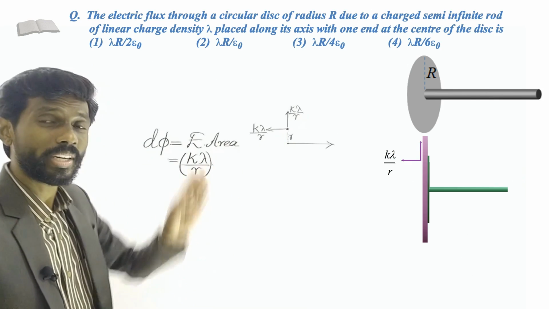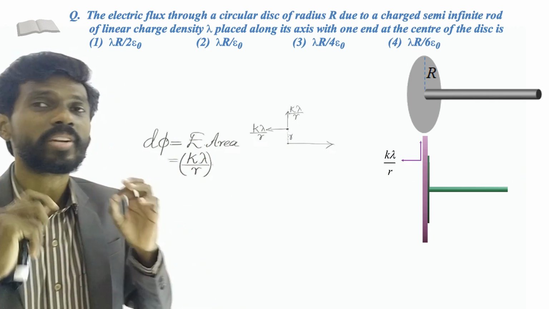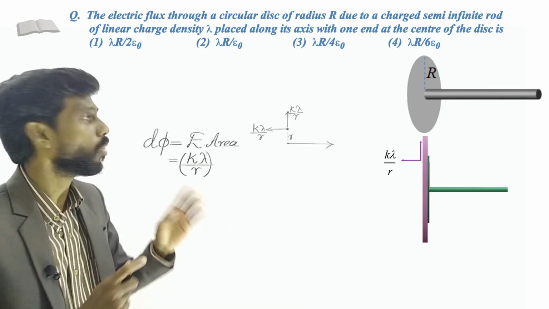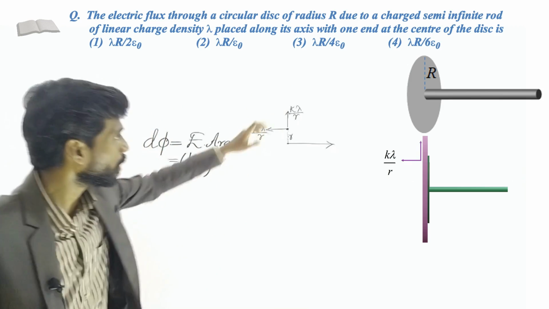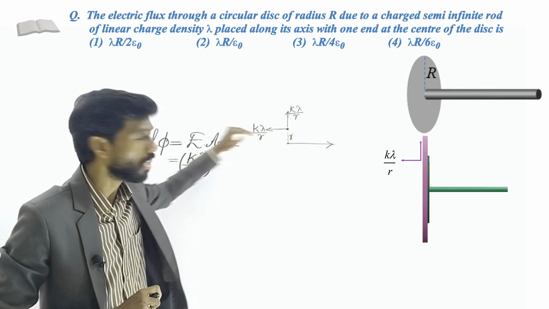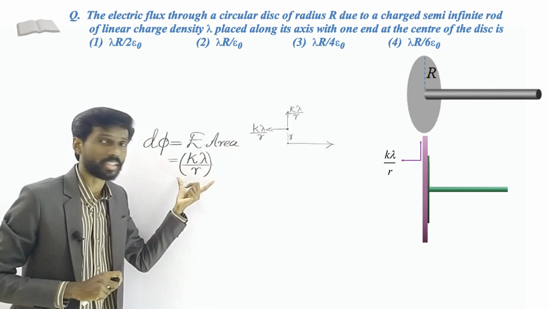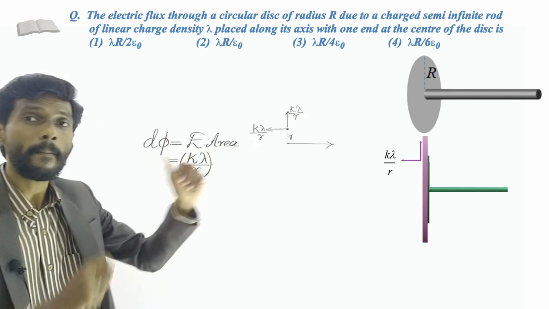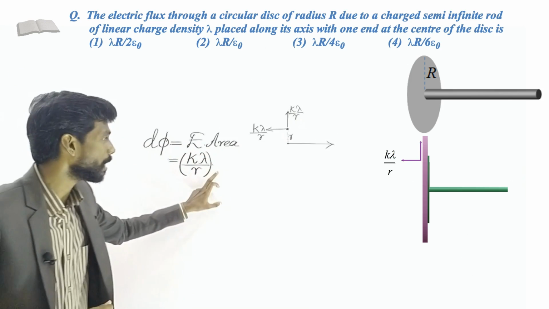That vertical component is parallel to the surface. If an electric field is parallel to the surface, the flux is 0. So due to this vertical component, there is no electric flux, so you can ignore this. You only consider the perpendicular component, that is k lambda by r. So that's what we have written here. That is enough, so that is multiplied by area.